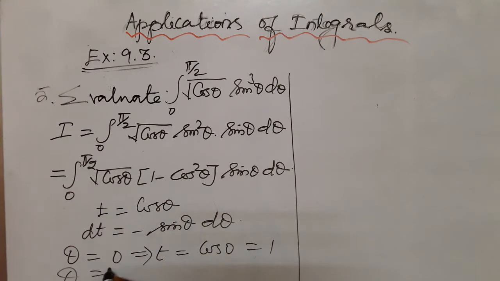When theta tends to pi by 2, your t tends to cos pi by 2, that becomes 0. Your cos pi by 2, that is 0. Okay, so that is your first part.